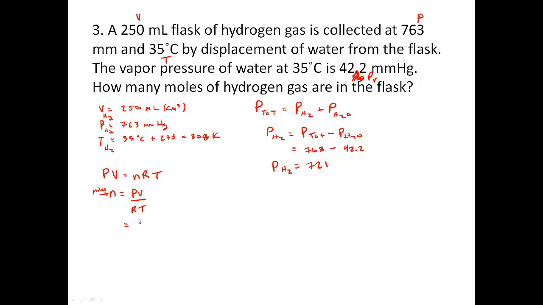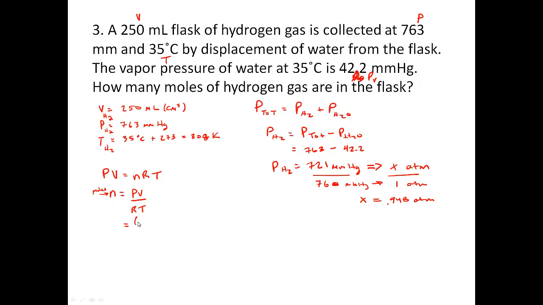So our pressure is going to be 721 millimeters of mercury, but I'm going to change this to atmospheres, and I'll tell you why in a sec. How do we do that? How many atmospheres is 721 millimeters of mercury? Well, we don't know, but we know that 760 millimeters of mercury is 1 atmosphere. So set up a ratio, same thing we're doing. Solve for x. 0.948 atmospheres.